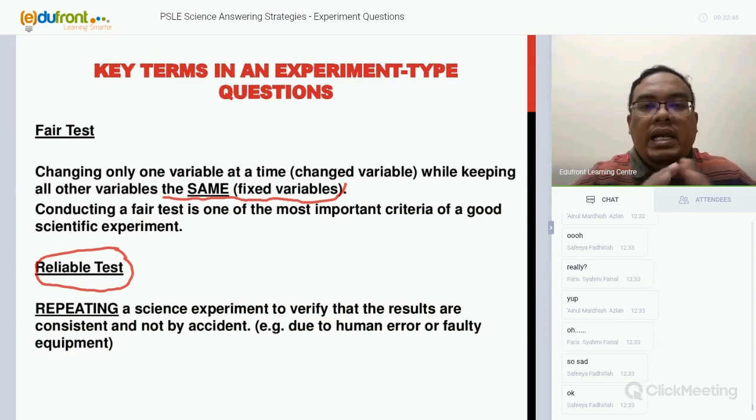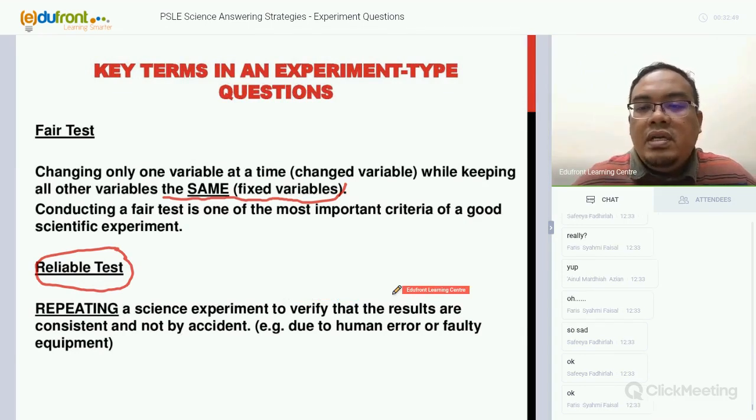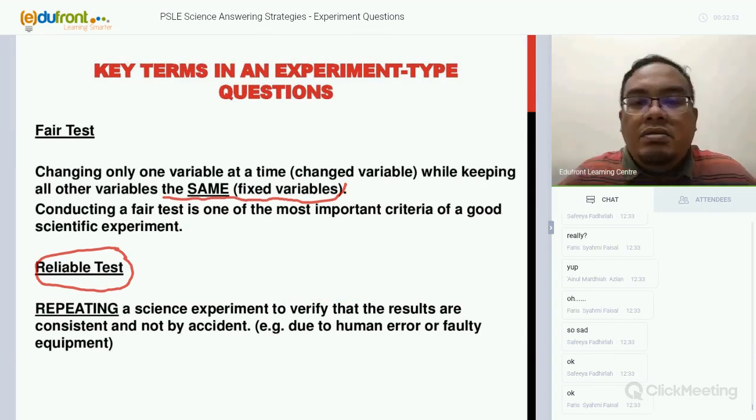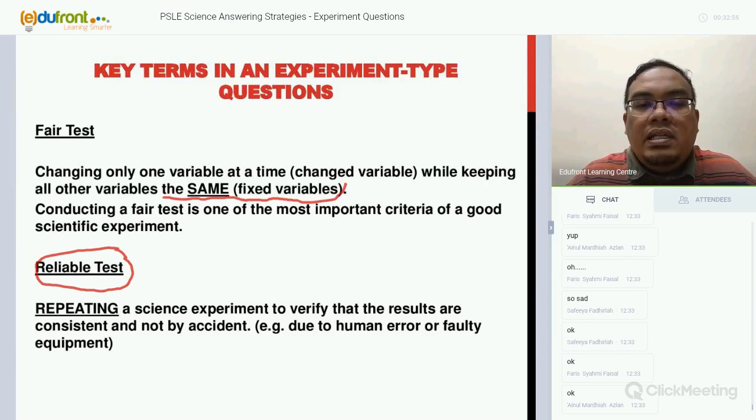I have a very interesting question for you. Let's say you conduct the experiment, and in one of the experiments, you know that the result is not a possible result, due perhaps to faulty equipment. Should you take the average of all the 3 readings? Should you? No, right? Navisa, why? Why should you not take the average of the 3 readings when you know one of the readings is a faulty result due to faulty equipment?